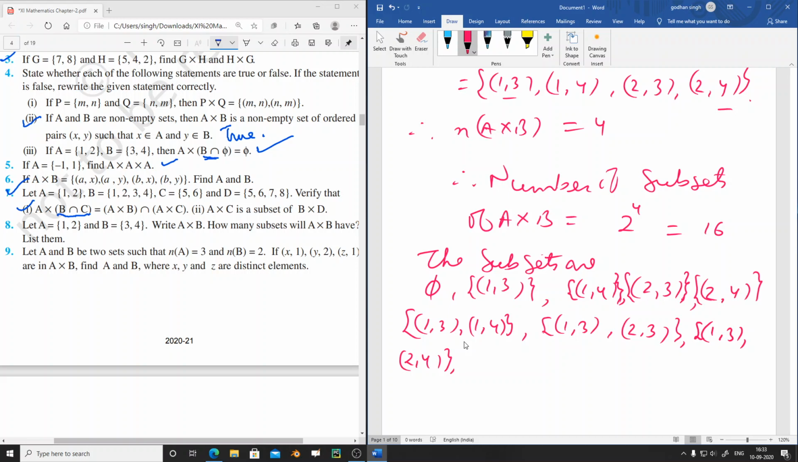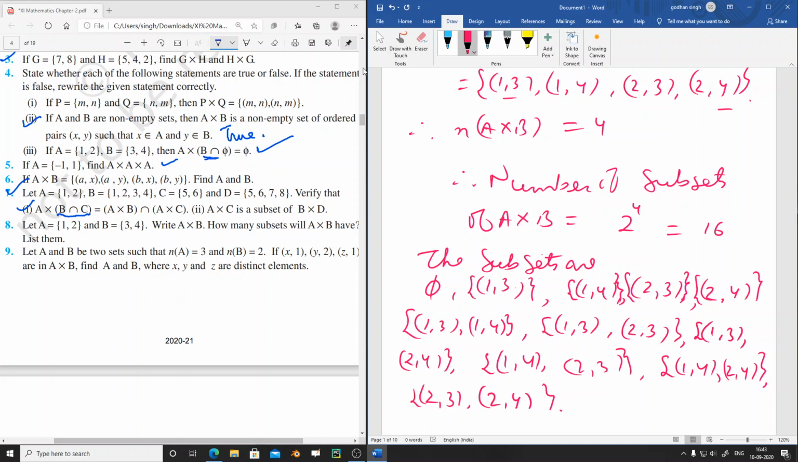Next, we started with the first element (1,3). Now we will take (1,4) as the first element, and as the second element we will take (2,3) and (2,4). So taking (1,4) as first, we write (2,3), and then (1,4), (2,4). Now this is complete. Now we will take (2,3) as the first element, so we get (2,3) and (2,4).